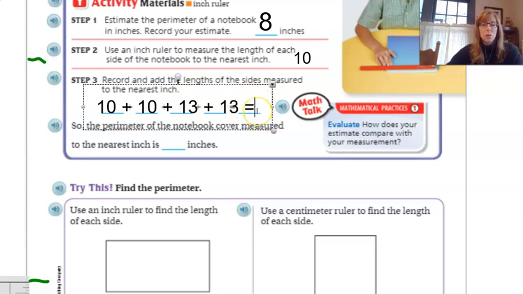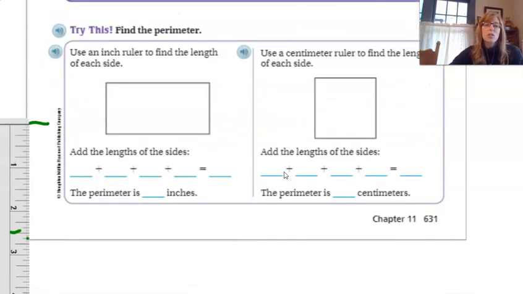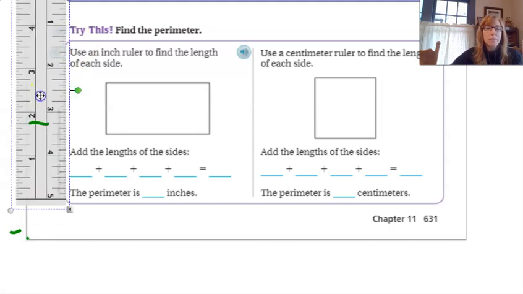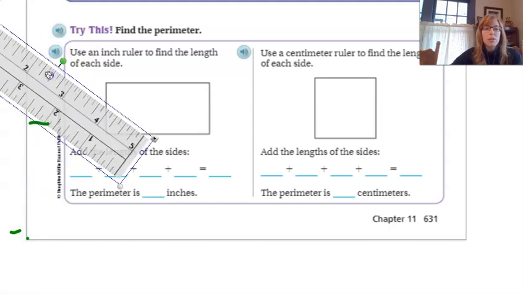And it's 46. I don't know why it's not writing. Let me see why I'm not writing here. It is 46. There you go. And it said inches, so we have to write down our inches. Okay, all right, so it says find the perimeter. Use an inch ruler to find the perimeter.